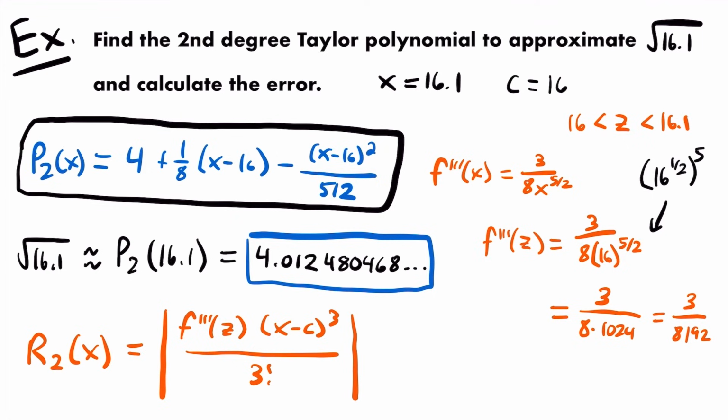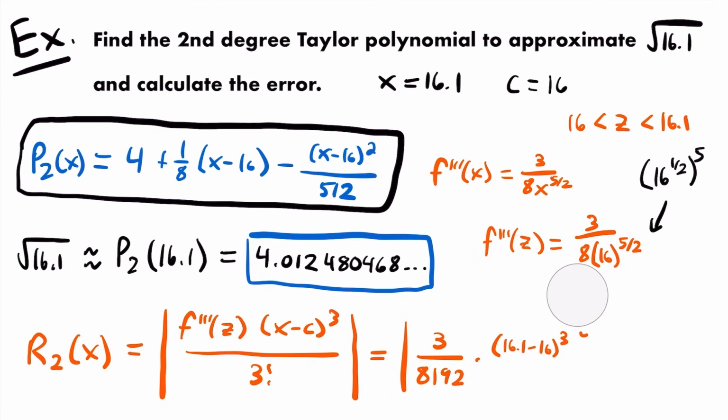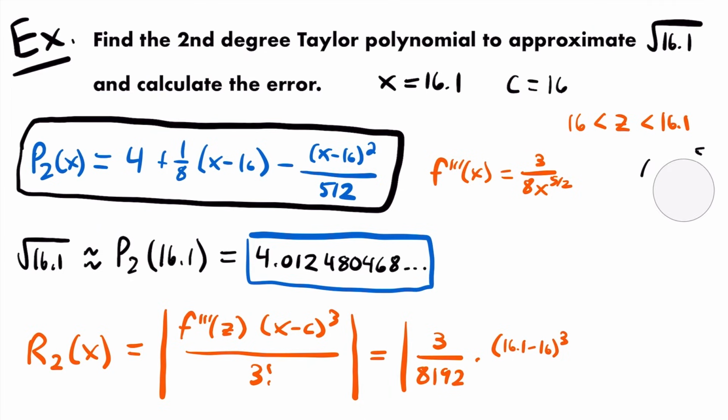Okay, so now that we know our value of f triple prime of z, let's plug that into this error formula, as well as our values of x and c. What we'll find is that this is equal to the absolute value of 3 divided by 8,192. I'm going to move that to the outside and multiply it by the rest of the expression. So we'll multiply this by x minus c, which will be 16.1 minus 16, cubed. I'm going to erase this work now that we already wrote down what f triple prime of z is. And then that is divided by 3 factorial, which is 1 times 2 times 3.